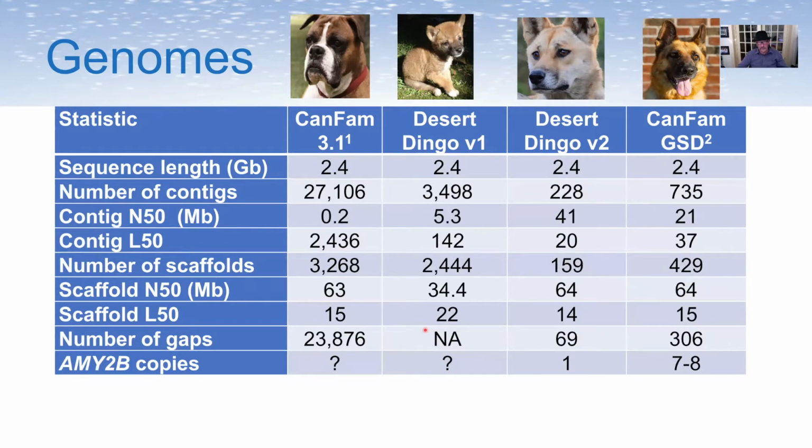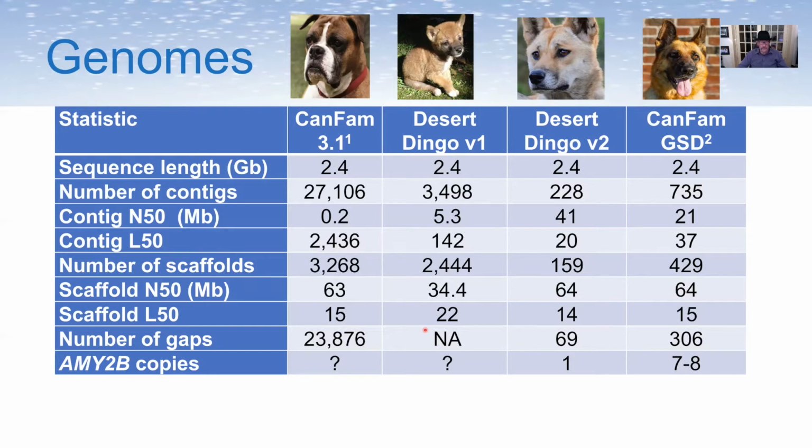So if we look at some of the information from the Desert Dingo version 2, we can see that, like the other assemblies, it has a total sequence length of about 2.4 gigabases. Pleasingly, the number of contigs went down. There were 228 contigs with a contig N50 of 41 and a contig L50 of 20. The number of scaffolds was 159, with a number of gaps being 69. This is considerably less than the number of scaffolds than CanFam. The quality of these assemblies enabled us to determine the number of Amylase copies.